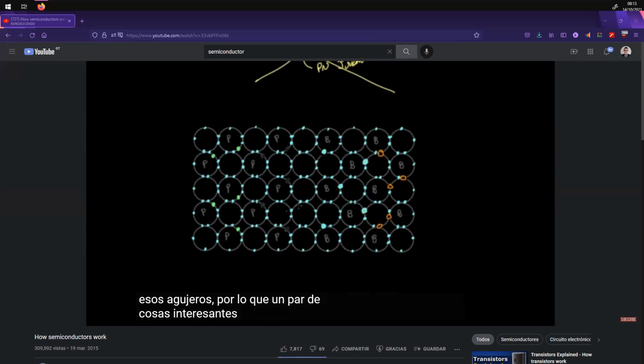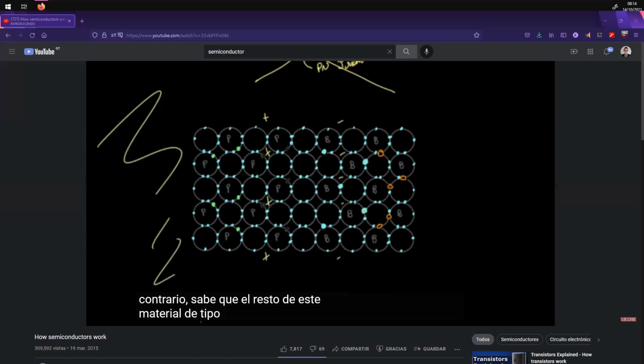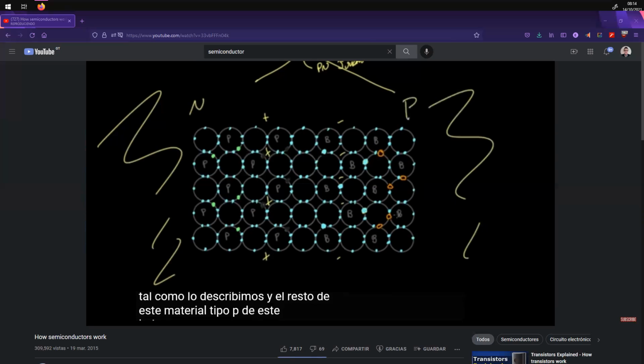And so a couple interesting things are going to happen here. First, this region of N-type material here is going to take on a little bit of a positive charge, because some extra electrons have shown up and are filling in those extra holes. So there's a slight positive charge here. The N-type material over here is going to be normal, just like we described before.